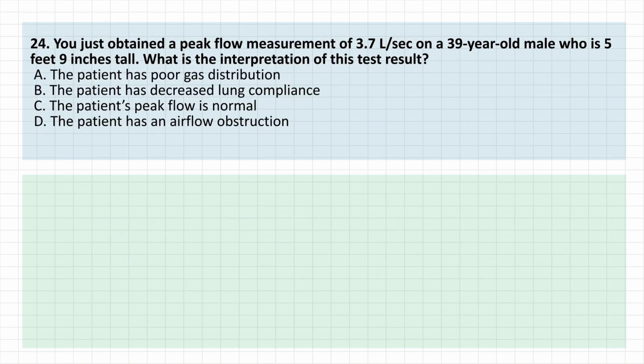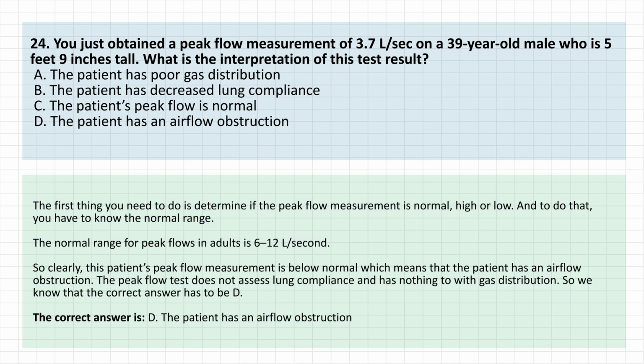24. You just obtained a peak flow measurement of 3.7 liters per second on a 39-year-old male who is 5 feet 9 inches tall. What is the interpretation of this test result? A. The patient has poor gas distribution. B. The patient has decreased lung compliance. C. The patient's peak flow is normal. D. The patient has an airflow obstruction. The correct answer is D. The patient has an airflow obstruction.